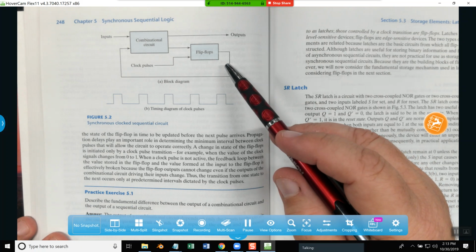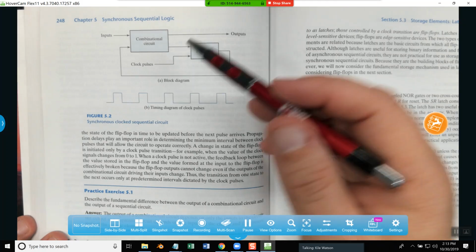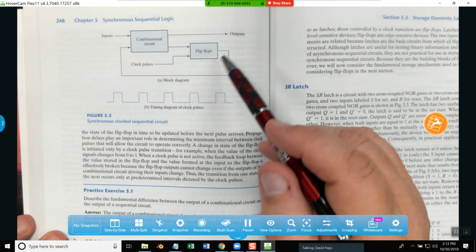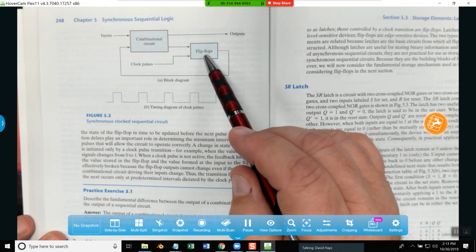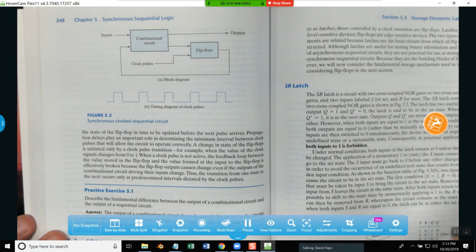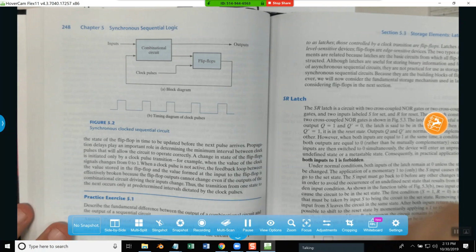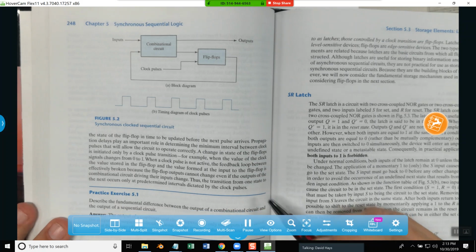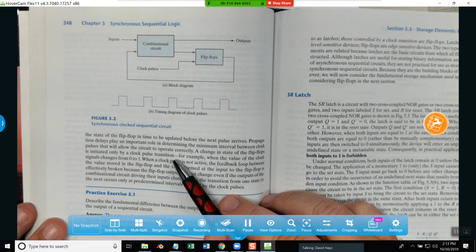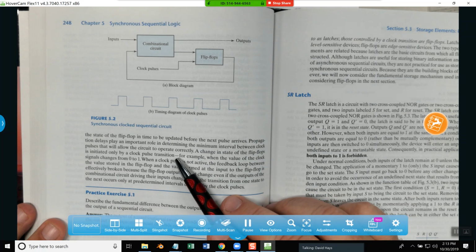Because when you have this coming in, what happens if this is delayed? If this is not done right here, what happens if the next pulse comes in? So, all important factors in this regard. The propagation delay plays an important part in determining the minimal interval between clock pulses that will allow the circuit to operate correctly. A change in the state of the flip-flops is initiated only by a clock pulse transition.